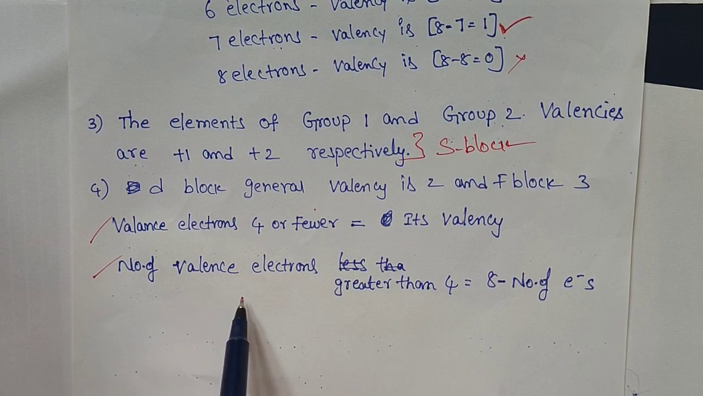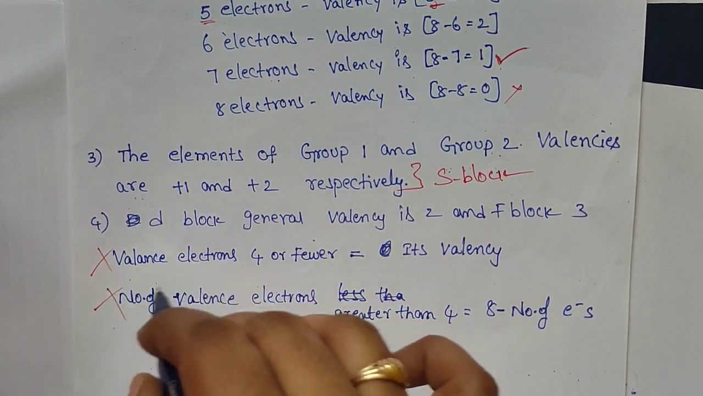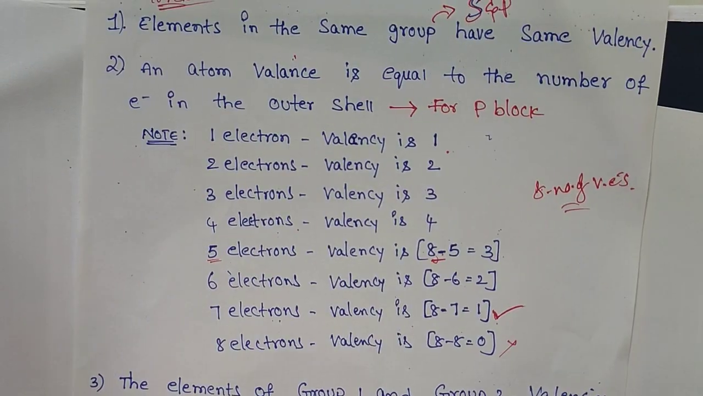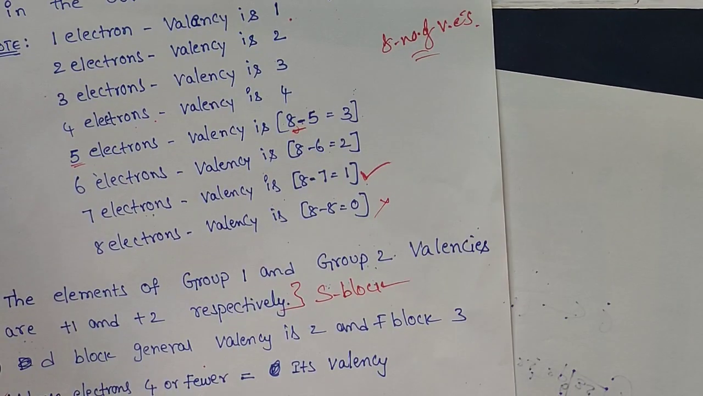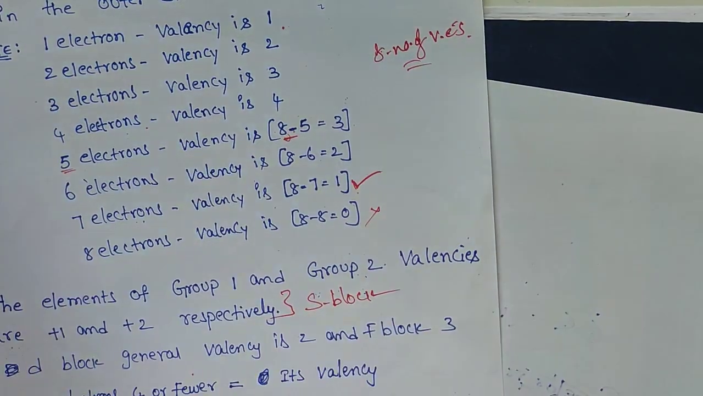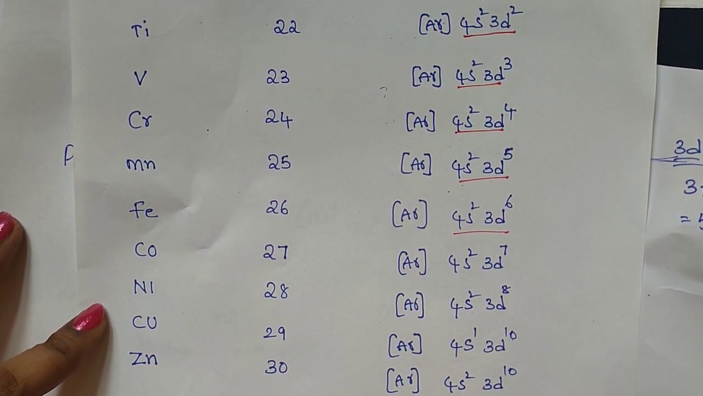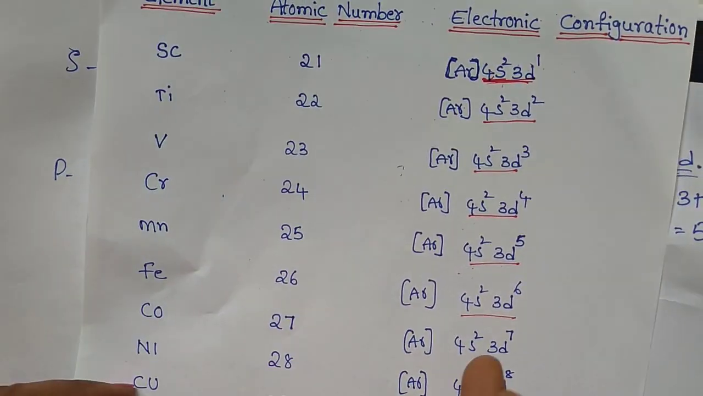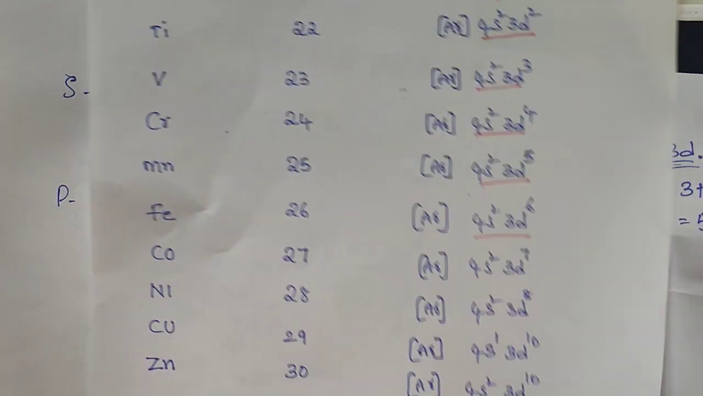Then if the number of valency electrons is greater than 4, the valency is equal to 8 minus the number of electrons. These two tips we already used in the case of p block elements. Next, what we discussed about the valency electrons in d block elements. We discussed this. This is about valency.